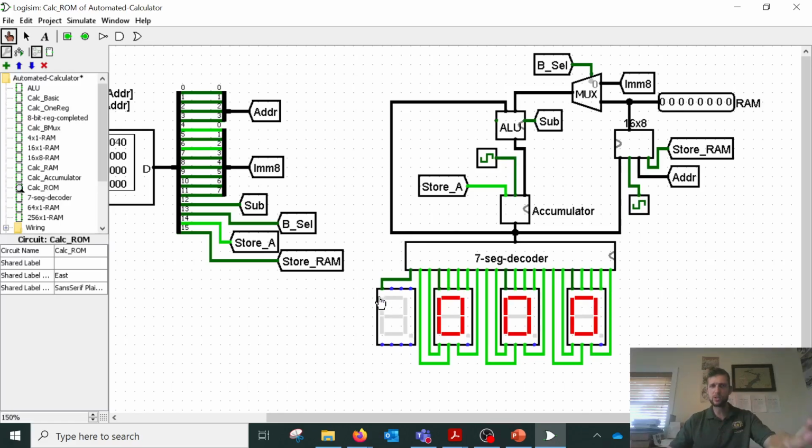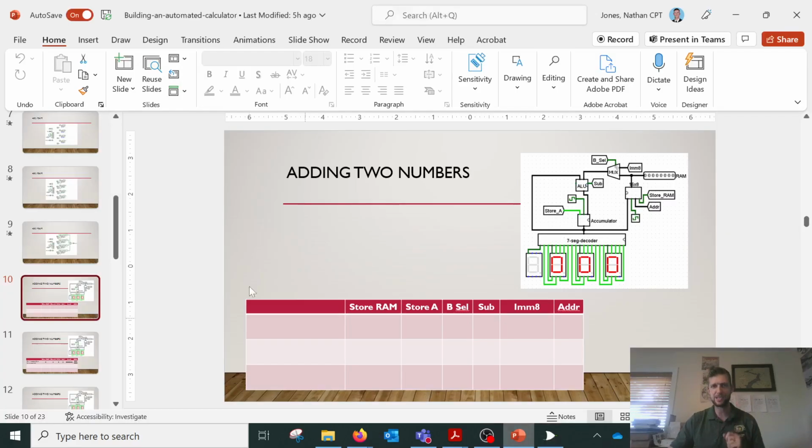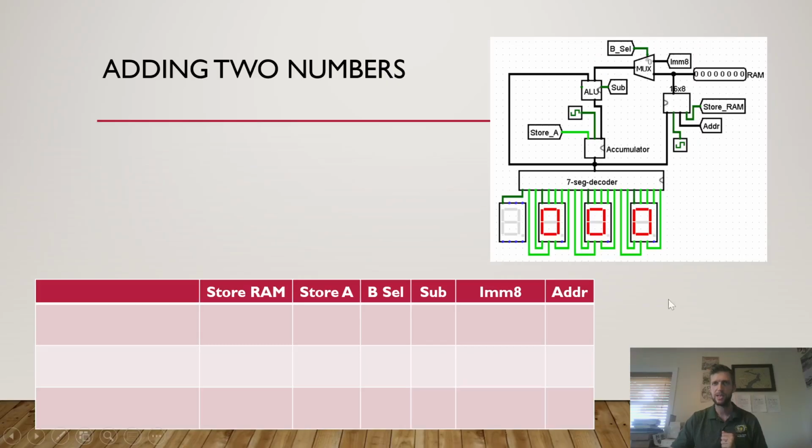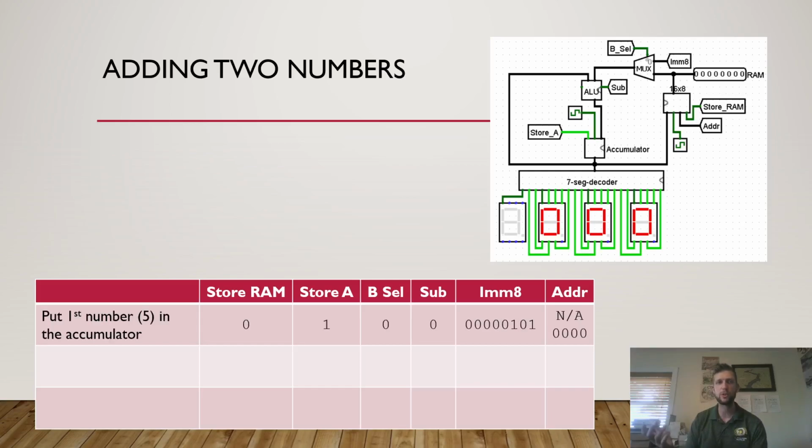We'll get to the circuit on the left in just a second. What I want to do though is take a look at how we might do something useful with this. Let's say we just want to do something simple, like add two numbers together. To start with, I'm going to put the first number that I want to add in the accumulator, like we saw in the previous video.